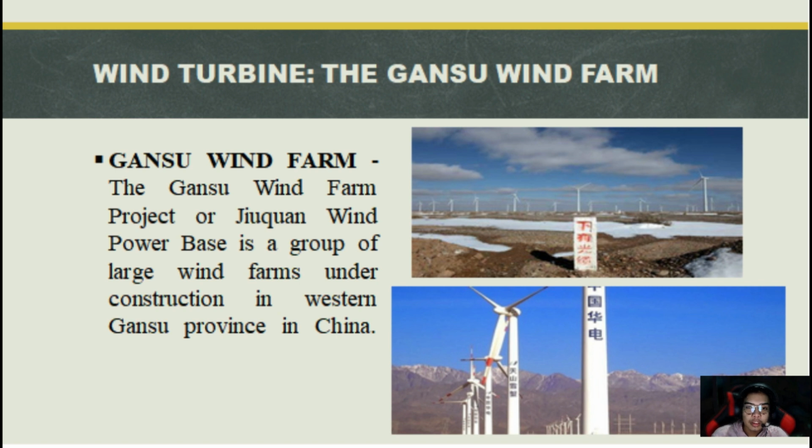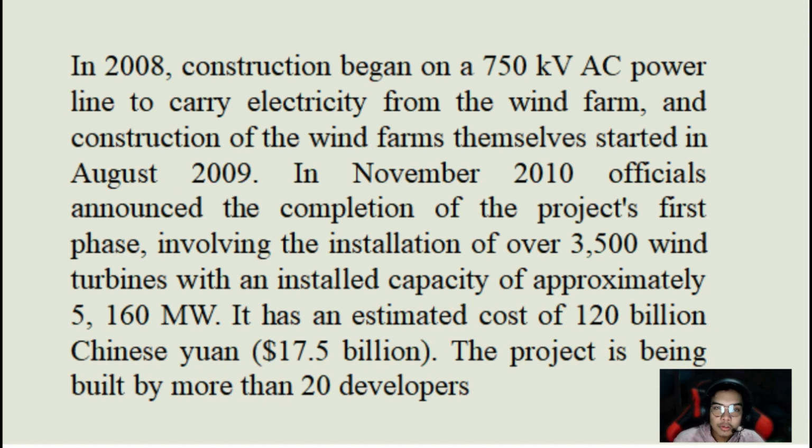So, Gansu Wind Farm. The Gansu Wind Farm Project or Jiuquan Wind Power Base is a group of large wind farms under construction in Western Gansu Province in China. In 2008, construction began on a 750 kV AC power line to carry electricity from the wind farm, and the construction of the wind farms themselves started in August 2009. In November 2010, officials announced the completion of the project's first phase involving the installation of over 3,500 wind turbines with an installed capacity of approximately 5,116 megawatts. Yes, it has an estimated cost of 120 billion Chinese yuan or $17.5 billion. The project is being built by more than 20 developers.